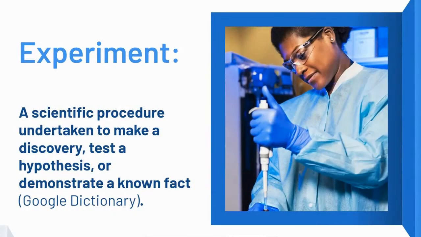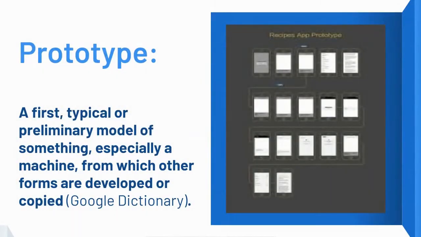Now an experiment is going to be a scientific procedure undertaken to make a discovery, test a hypothesis, or demonstrate a known fact. As well, a prototype is going to be a typical or preliminary model of something, especially a machine from which other forms are developed or copied.